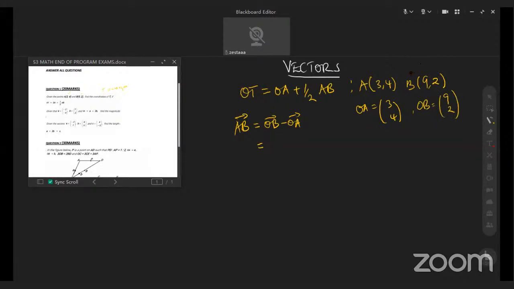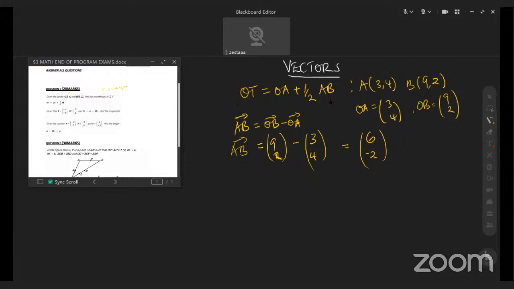So I want you to get to know this, that when I have this and I'm to write it in this form, it means it is a point on the line, meaning we are starting from the origin O and moving on to A. So you get your OB, which is (9, 2) minus (3, 4). And this will give us 9 minus 3, that will be 6, 2 minus 4 will be negative 2. So this will be your AB.